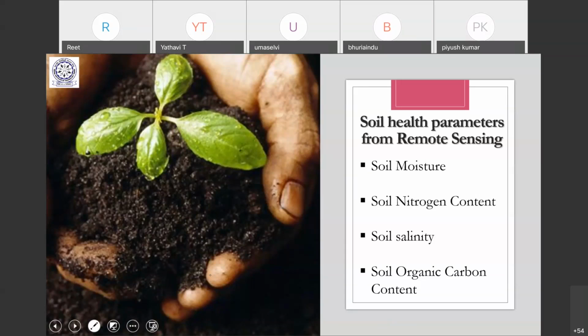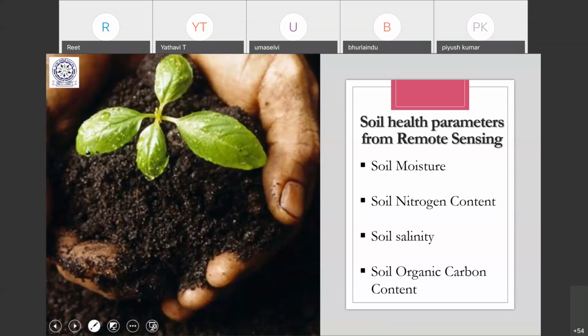So the case study 5, that is synergistic utilization of Sentinel-1 SAR and Sentinel-2 optical remote sensing data for surface soil moisture estimation over the Roopnagar, Punjab, India. This paper has recently been published in Geocarto International.